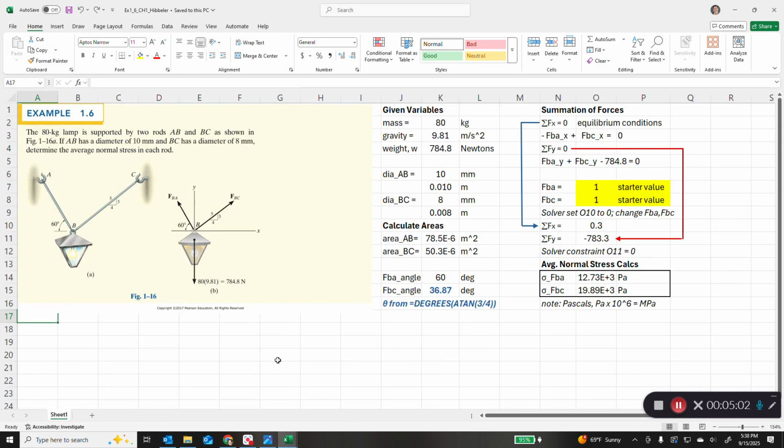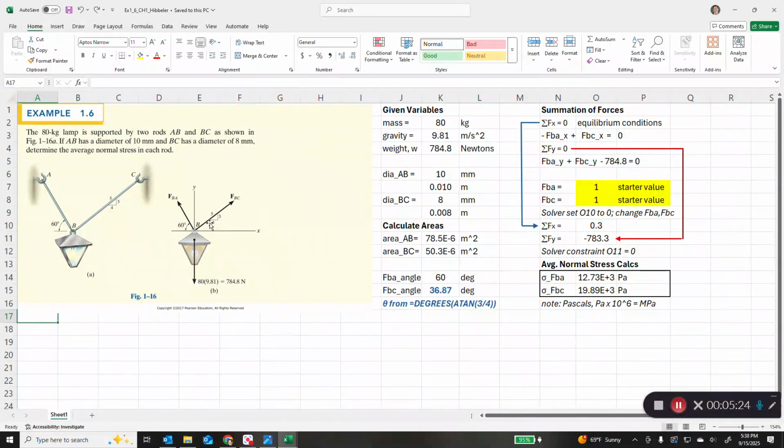So let's go on to one more problem in this chapter. And this is example 1.6. It says the 80 kilogram lamp is supported by two rods, and they're anchored to the wall at A and C. So there are rods AB and BC, and they have different diameters and different angular configurations to keep this lamp in equilibrium. So here's a free body diagram on the right in figure B.